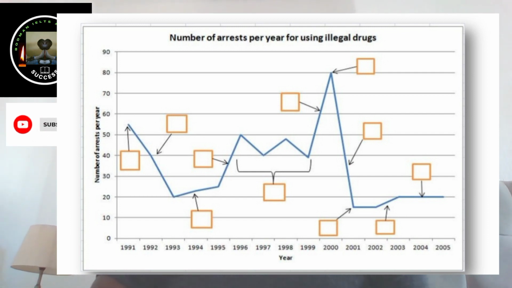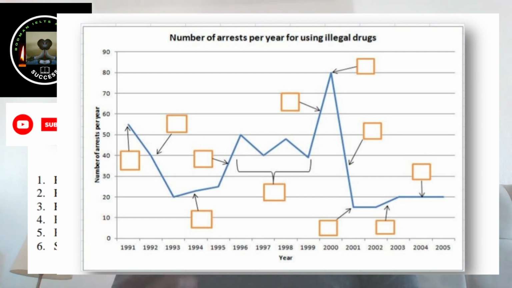I hope this is clear. That is language of change. You need to know them. So: increased significantly, decreased significantly, increased slightly, decreased slightly, plunged or decreased significantly, hit a high of, or hit a low of, or hit a trough of, remain constant, fluctuate. Those are the language of change.